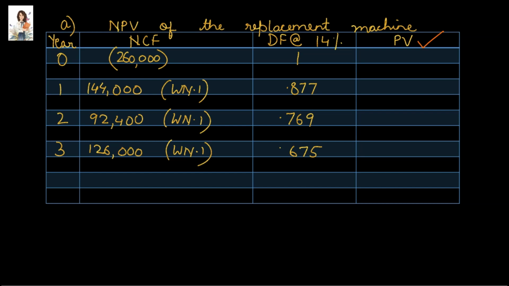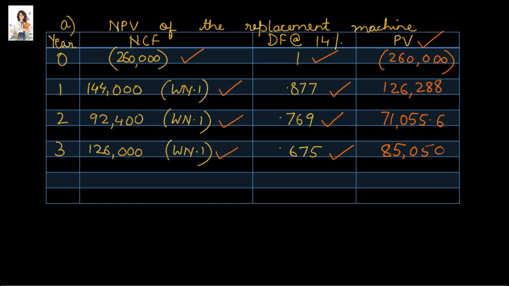We can fill the discount factor column accordingly. Present value column will be net cash flow into discounting factor. So it is negative $260,000 for year 0. At the end of year 1, it will be 144,000 into 0.877, that is 126,288. At the end of year 2, it is 92,400 into 0.769. That is $71,055.6.